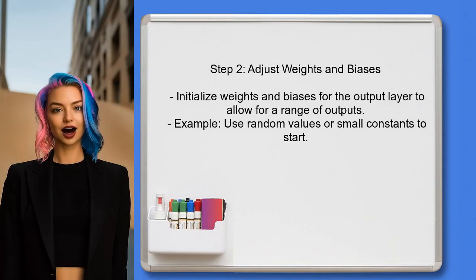Next, the user should adjust the output layer's weights and biases. This ensures that the network can learn to produce the desired range of outputs. The user can initialize the weights and biases to appropriate values that allow for flexibility in the output.